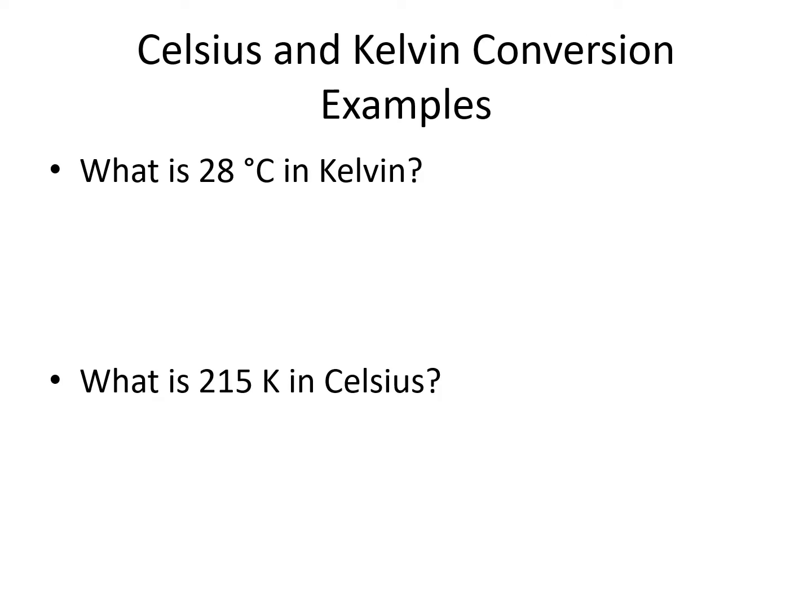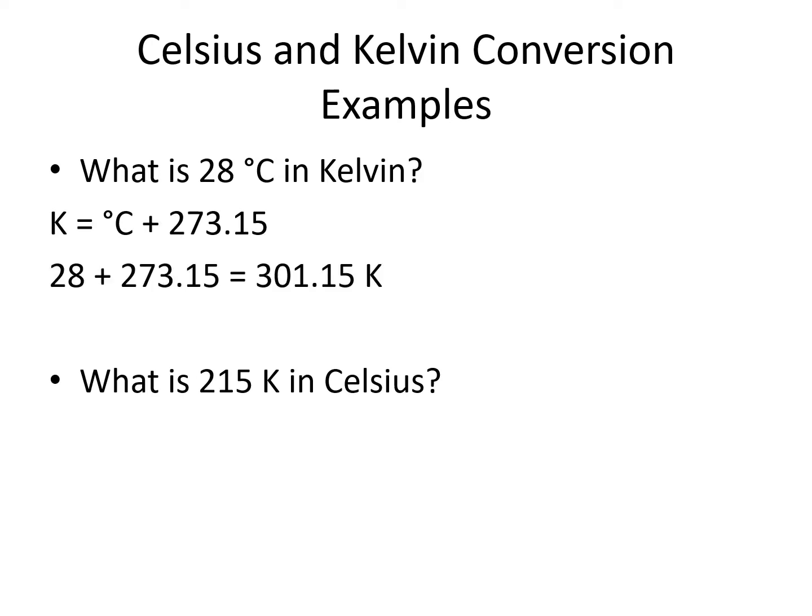In our first example, we are converting from Celsius to Kelvin. We use our equation as written and plug in our known degrees Celsius where it says degrees Celsius in the equation. 28 plus 273.15 gives us 301.15 Kelvin.